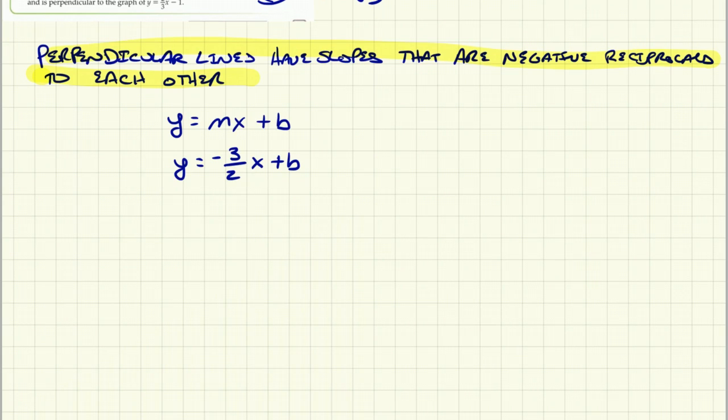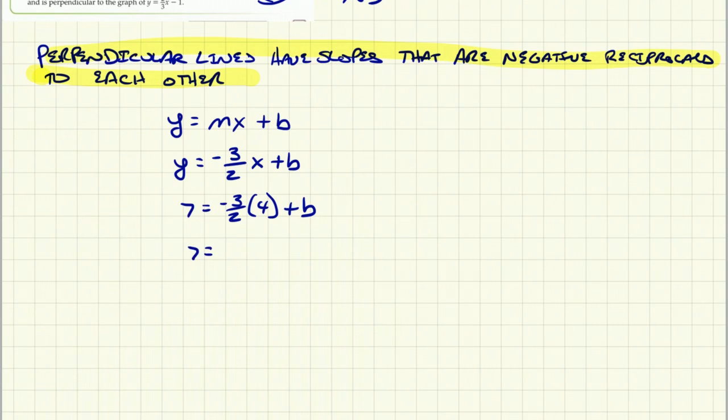So what we're going to do is plug in the x value and the y value for our point. This means that 7, my y value, is going to be equal to negative 3/2 times the input x, which is 4, plus whatever the y-intercept is. So b is the y-intercept. We're going to solve for b. Let's do a little bit of math here.